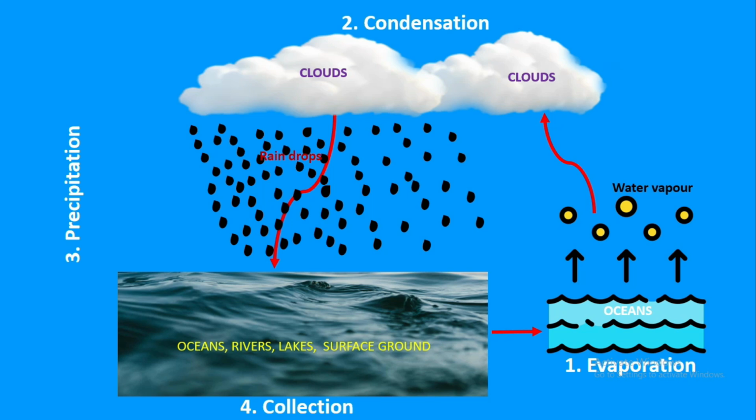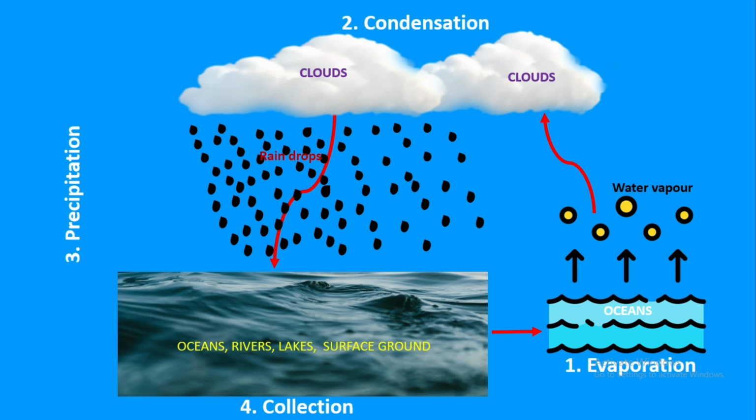Collection is the process where precipitation gathers in bodies of water like rivers, lakes, and oceans. Runoff is water movement, usually from precipitation, over the land surface. After precipitation falls to the ground, water can take several paths. Some of it infiltrates the soil, replenishing groundwater supplies. The rest flows over the surface as runoff, eventually joining rivers, lakes, and oceans.